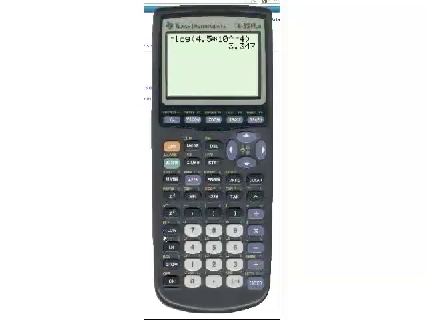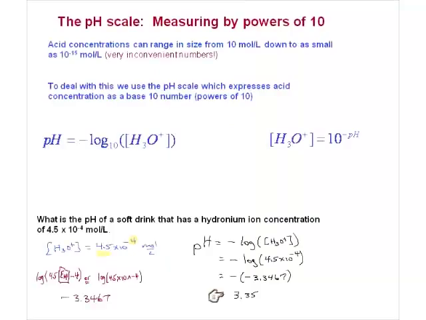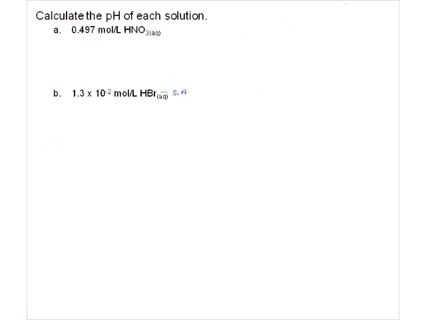Now if I wanted to do it the other way, if you like doing it with the exponent feature, you can go minus log 4.5, second function, see the EE, exponent, negative 4. And we get the same answer because, of course, it's the same thing. That exponent is the same thing as saying 10 to the power. There we go, so that's how we get that answer. All right, very important that you know how to use your calculator.